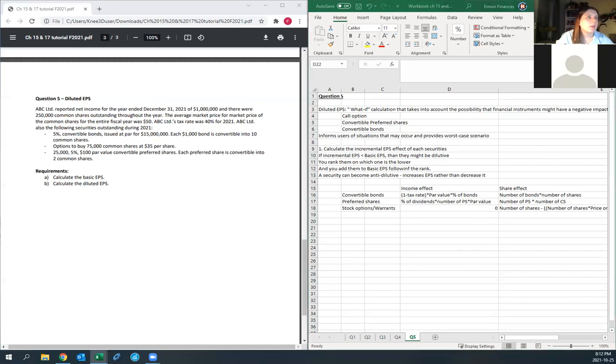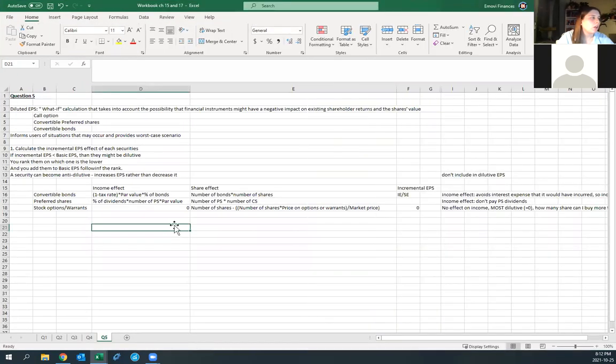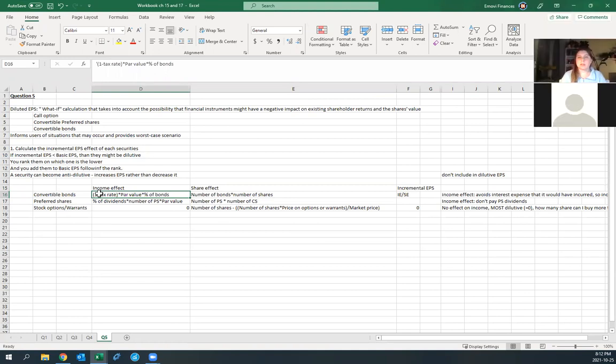So I'm going to put this bigger. To find the incremental EPS, you calculate the income effect, the share effect, and then from these two, you calculate the incremental EPS. So for convertible bonds, the income effect is going to be the interest expense that you're not paying, net of tax. So normally on bonds, you're paying interest at each period.